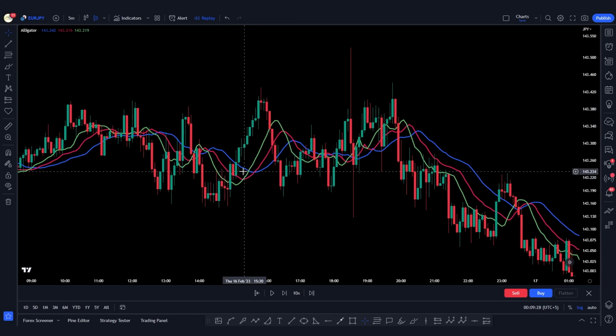I hope you were able to understand how this indicator works and how you can take long and short positions.